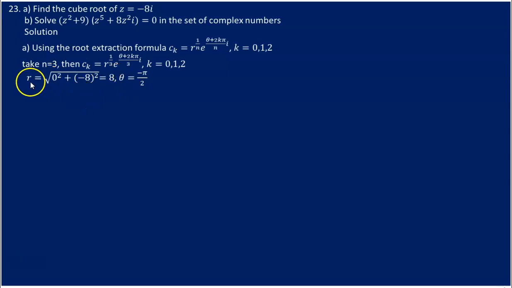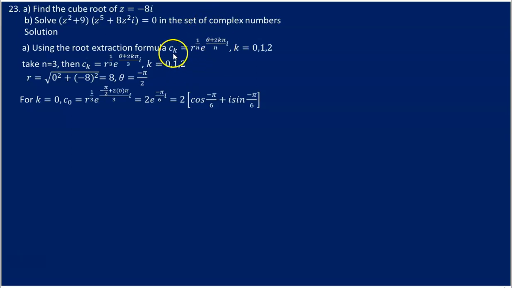So everything is now known. R is known, theta is known. So it's a matter of plugging these two values in place of these two. We can directly substitute. So the equivalent root extraction formula for this is going to be this one. In place of k take 0, so it's going to be like this. C0 is going to be equal to r to the power of 1 over 3. Directly we put in place of n the number 3, to the power of i times theta, which is minus pi over 2, plus, in place of k, I'm using 0, over 3.